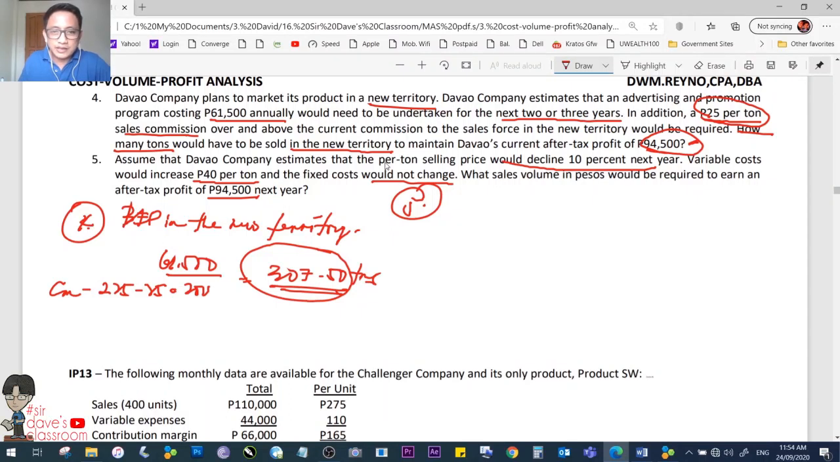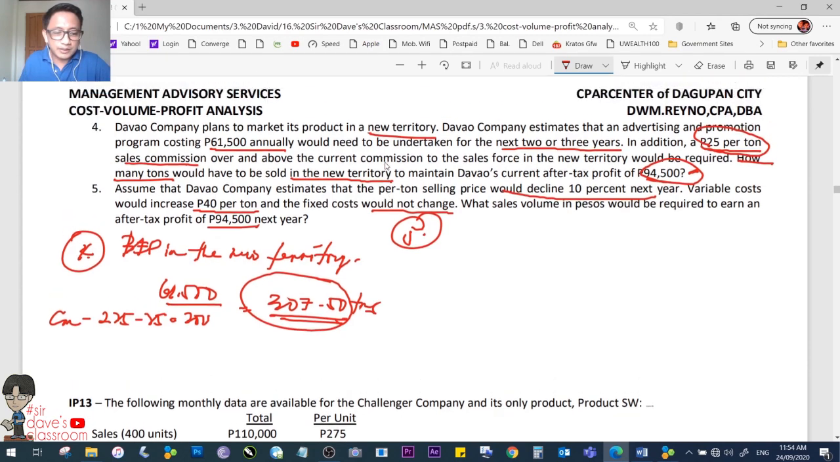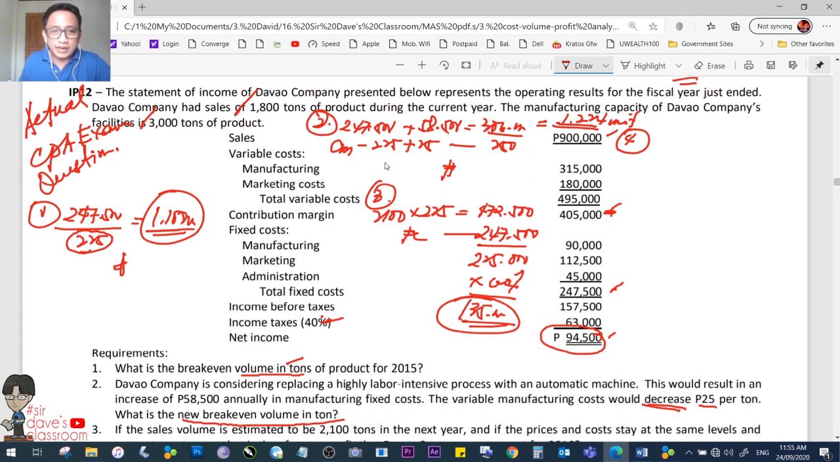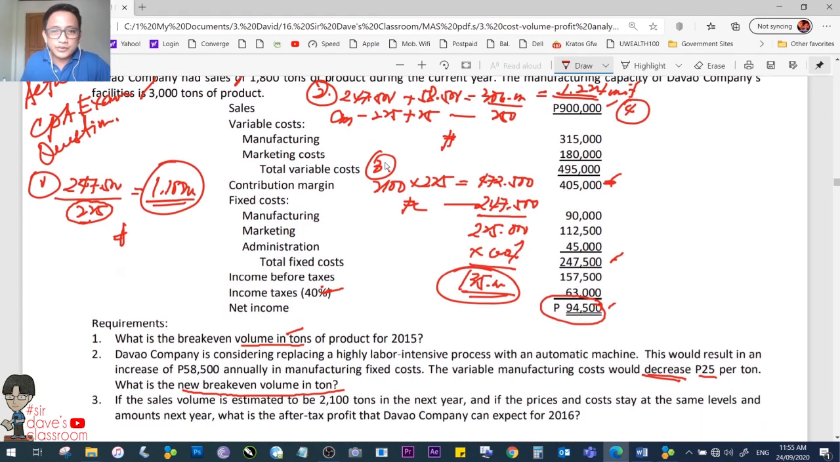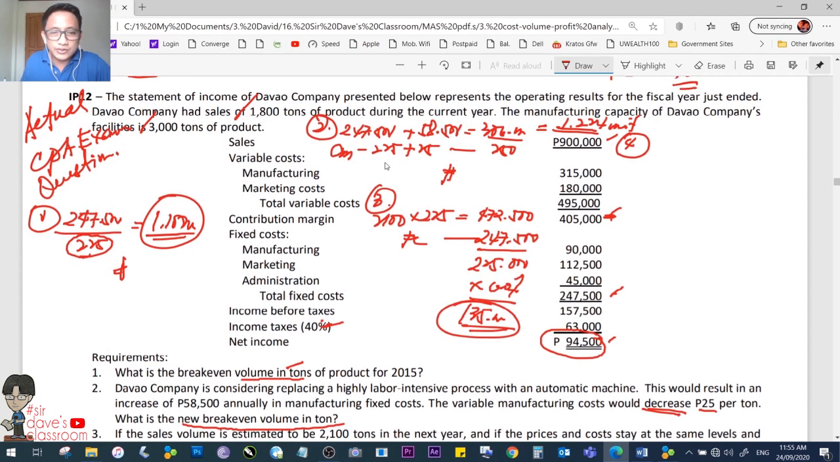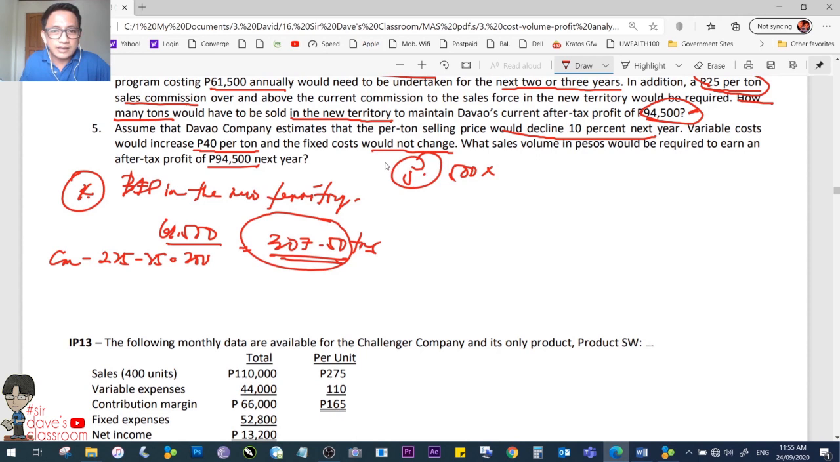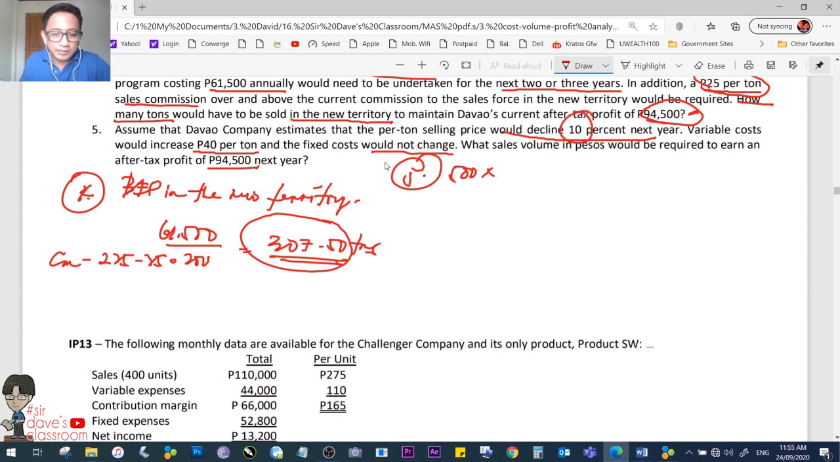Our selling price, could you please take a look at your problem? The selling price here is 900,000 divided by 1,800. I think that is 500 pesos. Could you please check? Is it stated? No? You simply take 500 pesos currently times, we reduce it by, how much was it again? 10%. So times 0.90 or 90%. That must be 450 pesos.